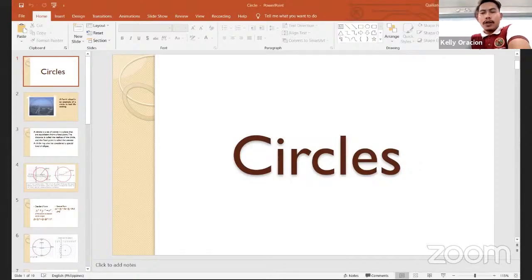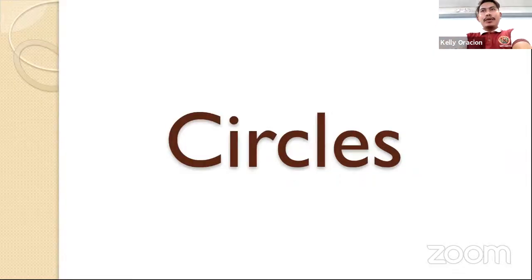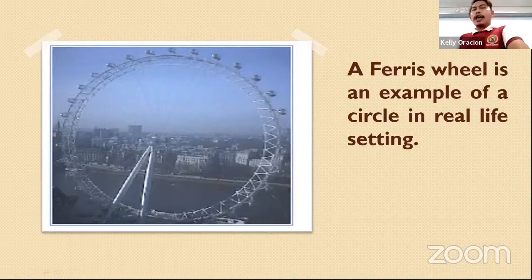Let's start. So the link for our live discussion this afternoon has been posted already on our page. So let's have the objectives this afternoon. At the end of the lesson, you will be able to transform standard to general or general to standard equation of the circle. And also, at the end of the lesson, you will be able to identify the center and radius of the circle. Let's have an example here.